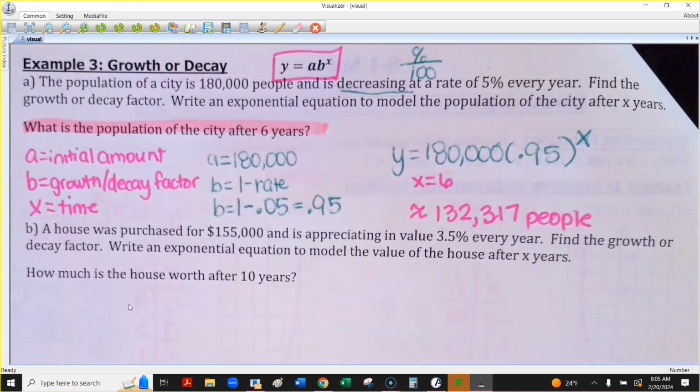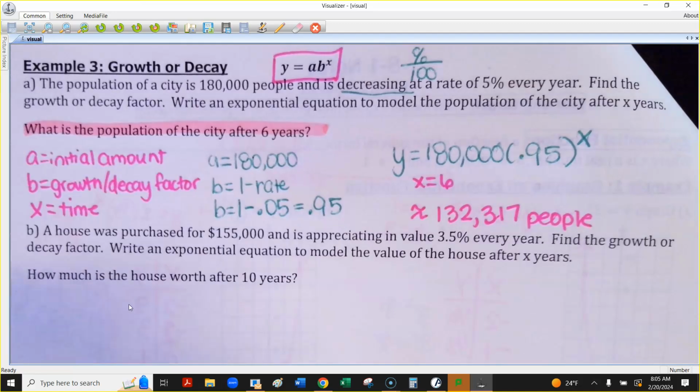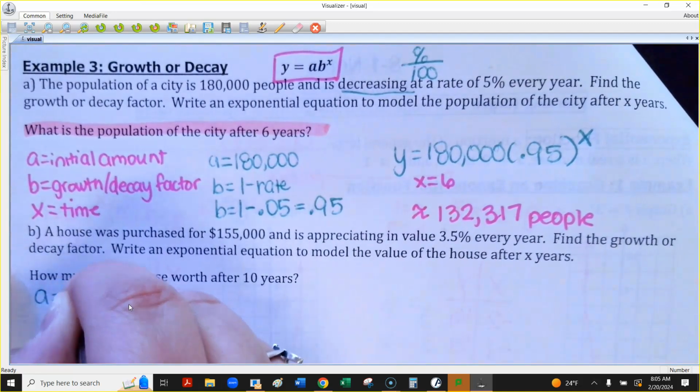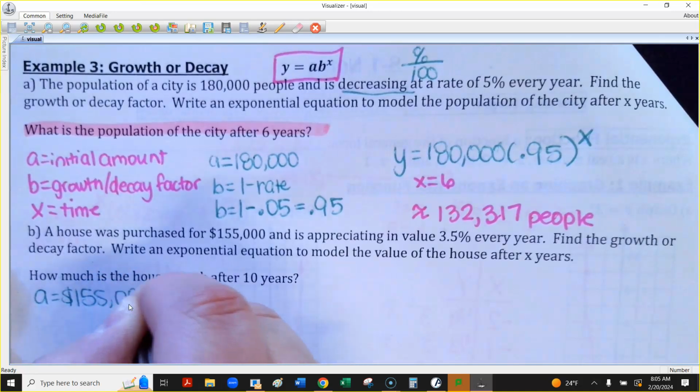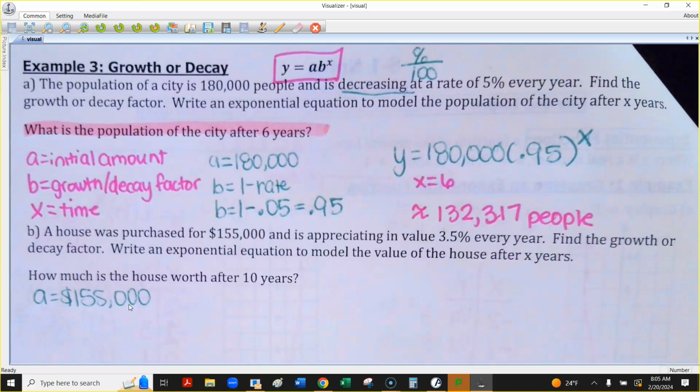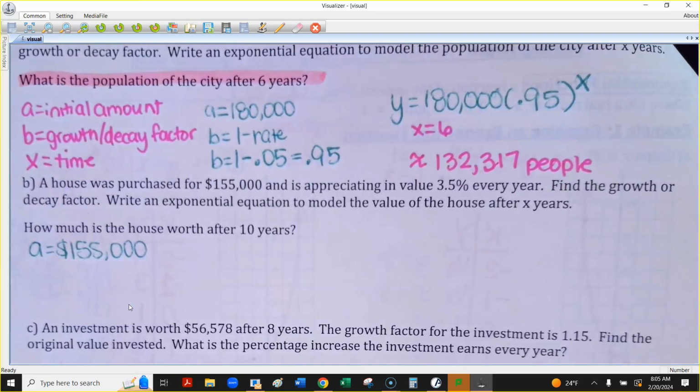All right, now we're going to try exponential growth in this next one. So this says a house is purchased for $155,000. So that's going to be my initial amount. And it says it's appreciating in value. Is the word appreciating going to mean to you we're going to be raising the amount or lowering the amount? Raising, right? Okay, appreciating is increasing.